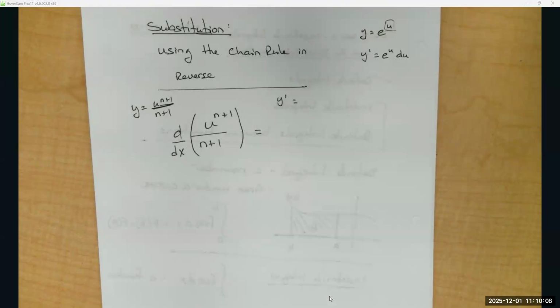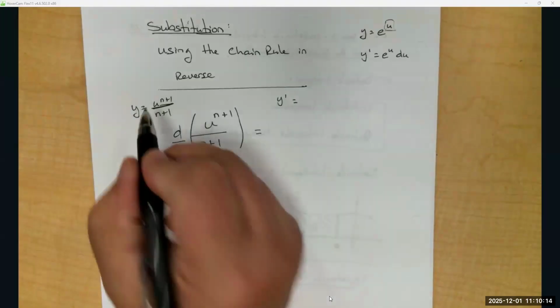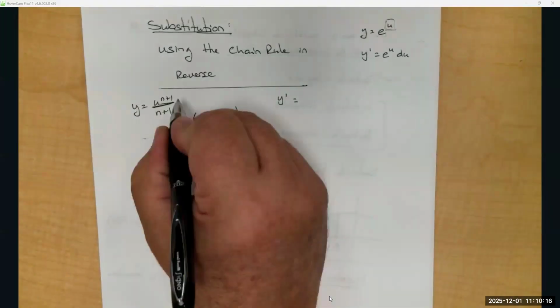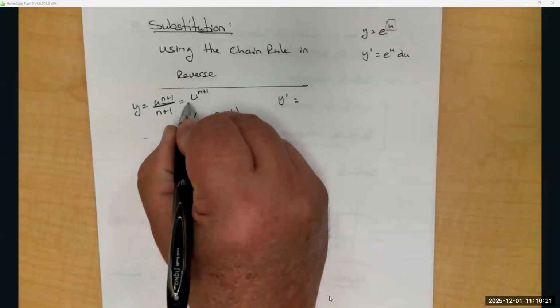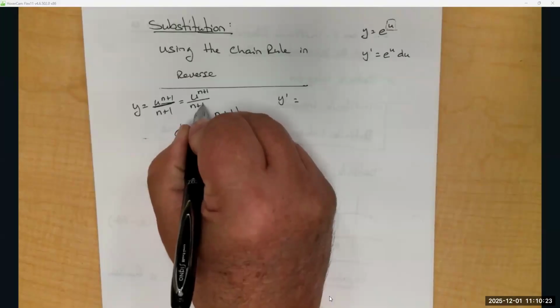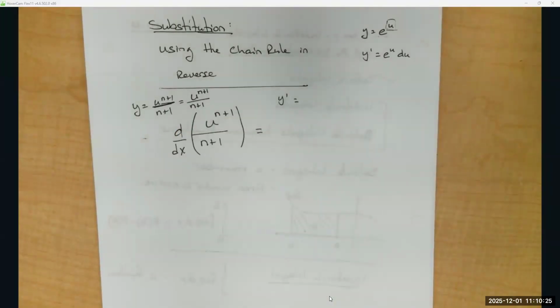How do you take a derivative? What does the chain rule say? Okay, so what's the derivative? Remember, if our function was originally u to the power n plus 1 all over n plus 1, how do you take a derivative of that?